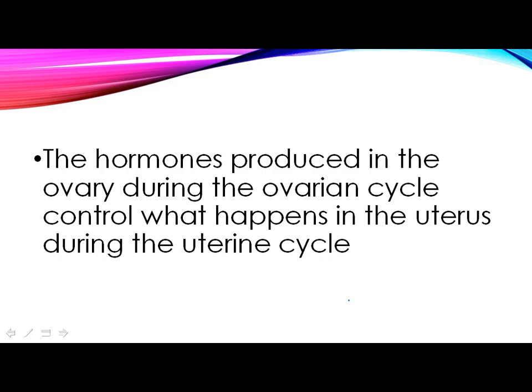So the hormones made in the ovary are going to control what happens in the uterus. So FSH and LH control the ovary. The ovary, in turn, controls what happens in the uterus. So there's kind of a hierarchy in terms of, well, why do things happen? The brain controls FSH and LH, which controls the ovary, which controls the uterus.